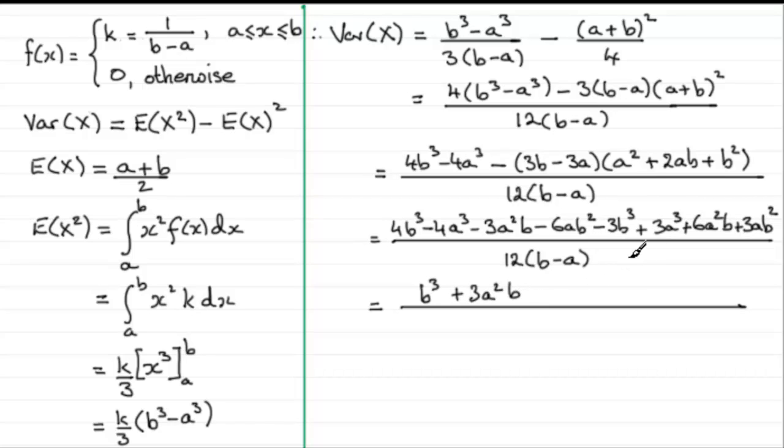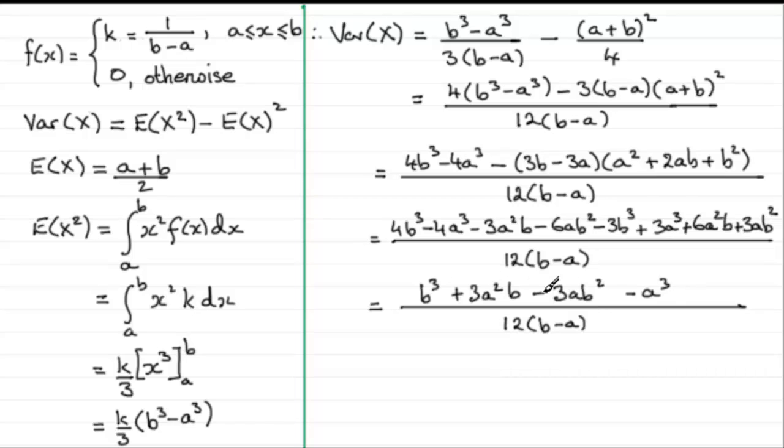Then we'll look at the ab squared terms, and we've got minus 6ab squared, and we've got plus 3ab squared. So that's going to be minus 3ab squared. And then as for the a cubed terms, minus 4a cubed there, plus 3a cubed there, so that's going to be minus a cubed. And that's all divided again then by 12 bracket b minus a.